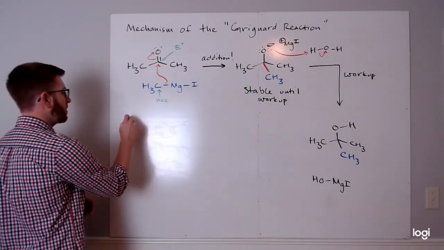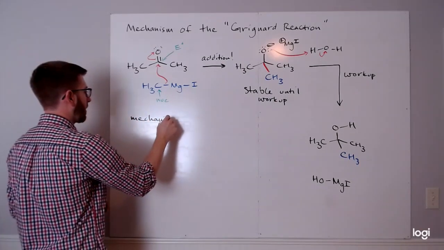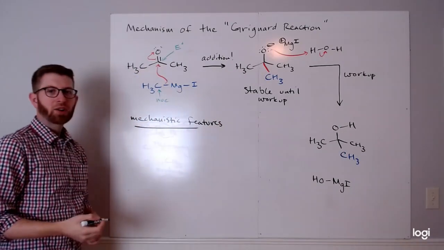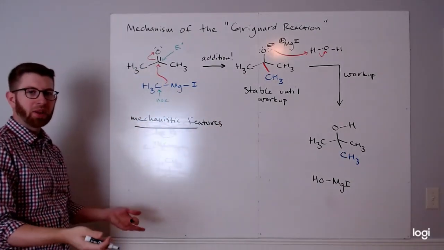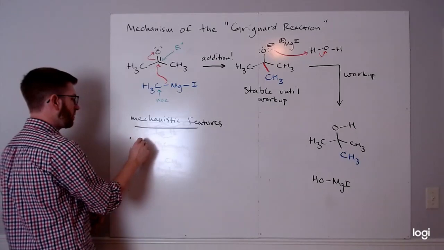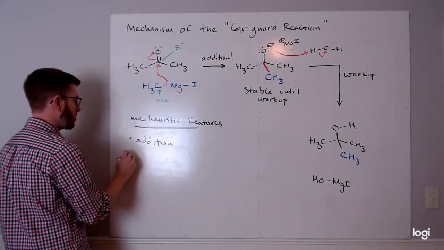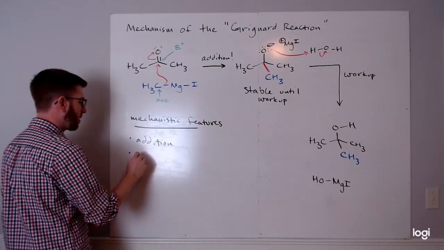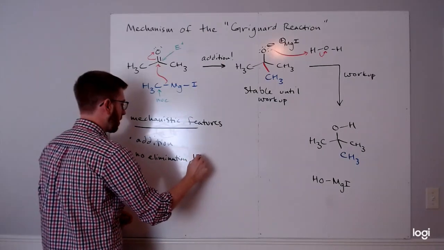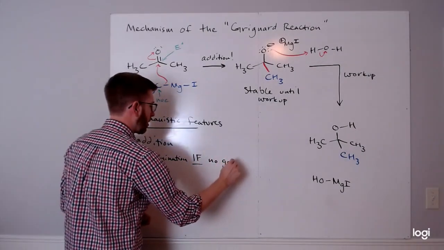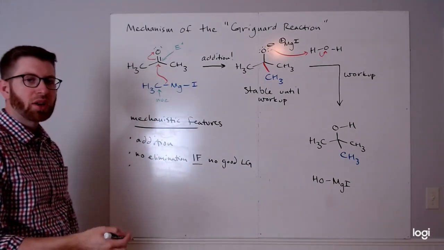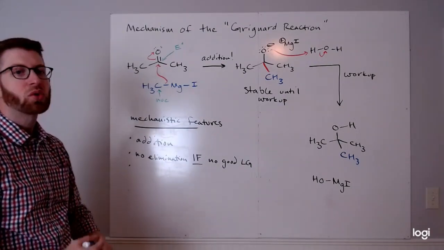So our mechanistic features, which you do not need to memorize, but are helpful for being able to very quickly predict what will happen in Grignard reactions involving different kinds of electrophilic carbonyls, are that this is an addition, that there's no elimination if there's no good leaving group, and finally, that we're using a weak acid like water to quench a negative charge. So that's only working because there's so much water.